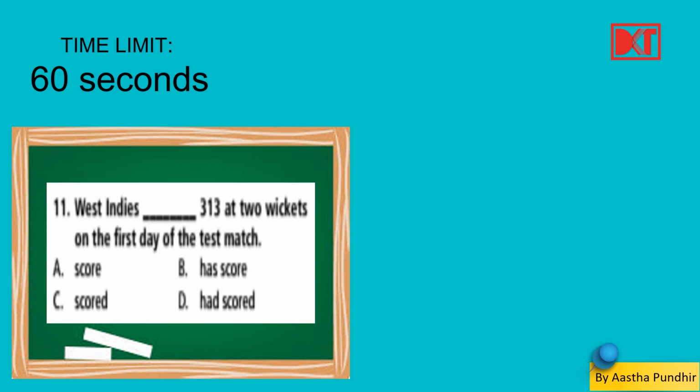Okay, here: West Indies dashed 3-1-3 at 2 wickets on the first day of the test match. Now here again we are talking about the past. So simple past, C, scored. West Indies scored 3-1-3 at 2 wickets on the first day of the test match. And again we don't have any present perfect option here as well.